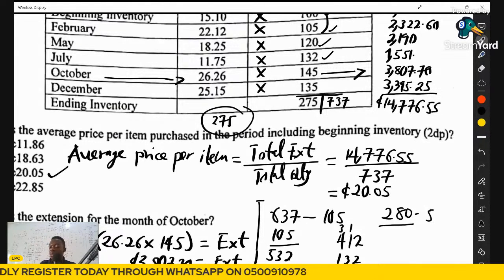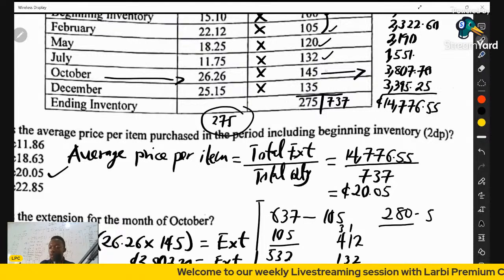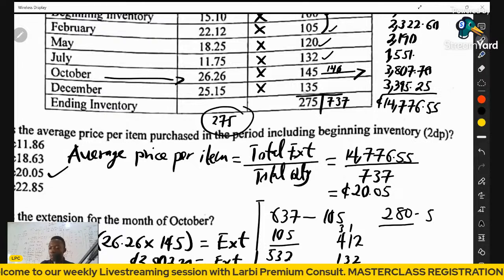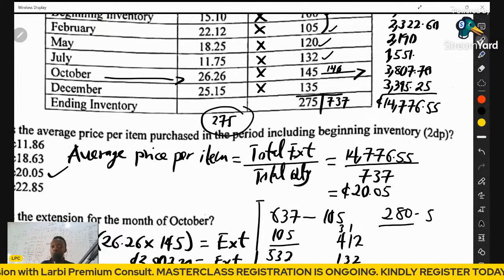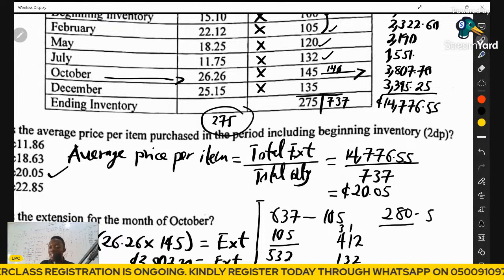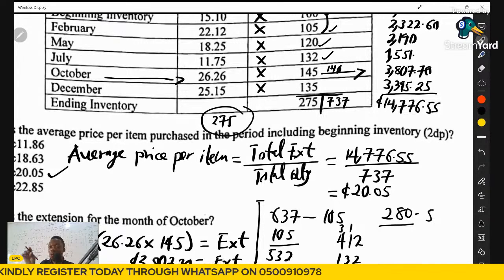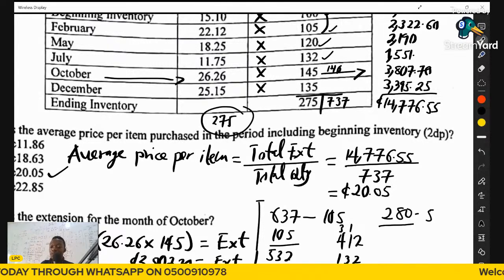So here, since we are left with 275, meaning that we will subtract only 5 from the October inventory, and that should fetch us 140. So when we add 140 plus 135, you should be able to get 275. So we're going to value our ending inventory using the first in, first out method from 140 units of October and 135 units from December. And that should be the value of the ending inventory using the first in, first out principle.